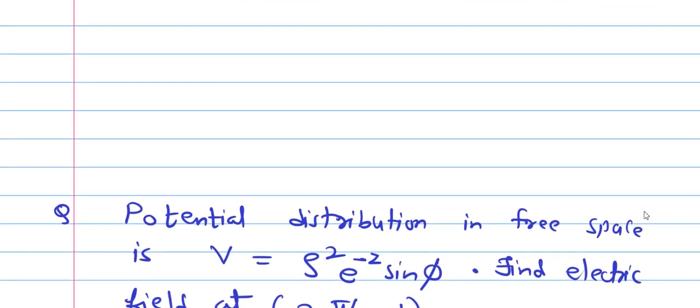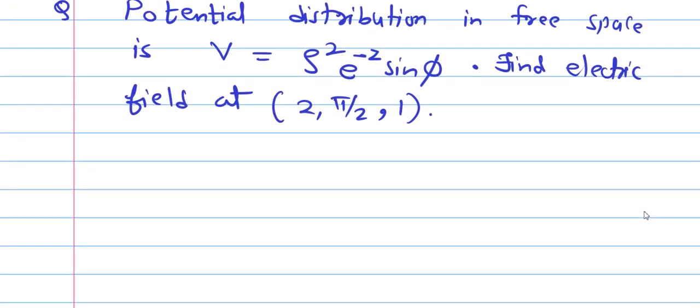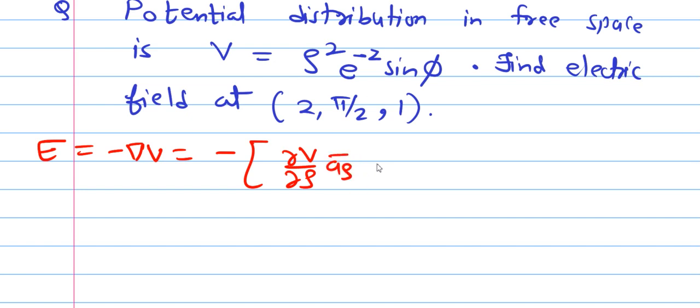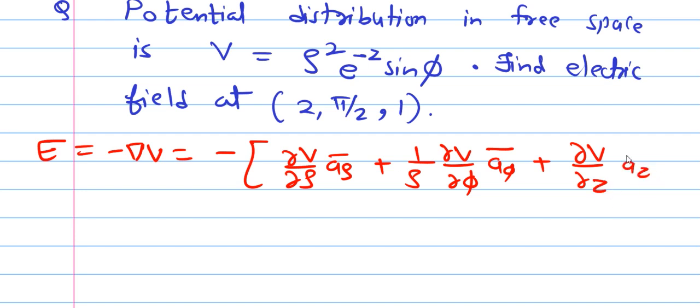Now let's look at one more question. The potential distribution in free space is V equals rho² e^(-z) sin phi. Find the electric field at (2, pi/2, 1). Here the potential distribution is given in the cylindrical coordinate system. In the cylindrical coordinate system, electric field E equals minus del V, equal to minus of ∂V/∂rho a rho vector plus 1 by rho ∂V/∂phi a phi vector plus ∂V/∂z az vector.